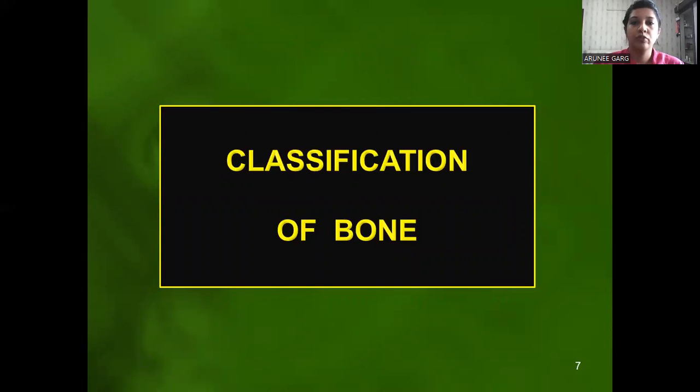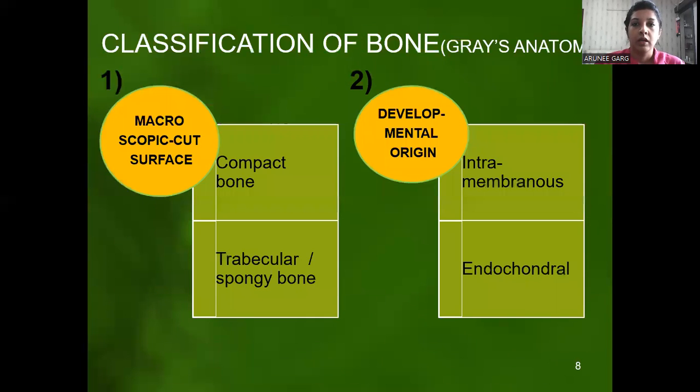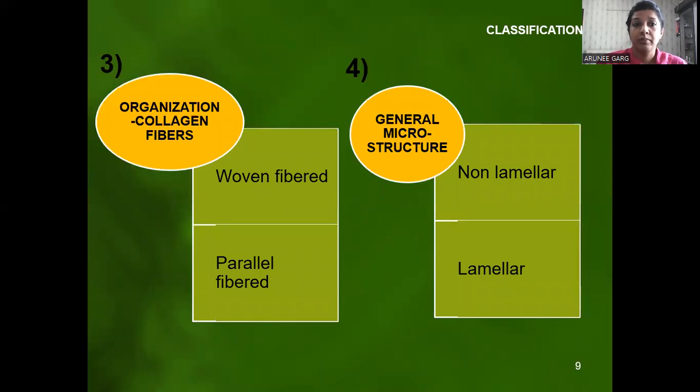Coming to the classification of bone, according to Gray's Anatomy, they are classified as macroscopic and developmental in origin. Macroscopic, on the cut surface, is compact bone and trabecular or spongy bone. And based on the developmental origin, bone can be classified as intramembranous bone and endochondral bone. Based on organization of the collagen fibers, there are woven fibered bone and parallel fibered bone. Based on the general microstructure of the bone, they are non-lamellar and lamellar bones.